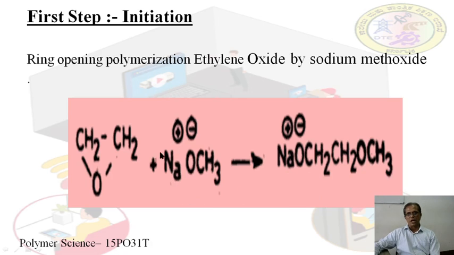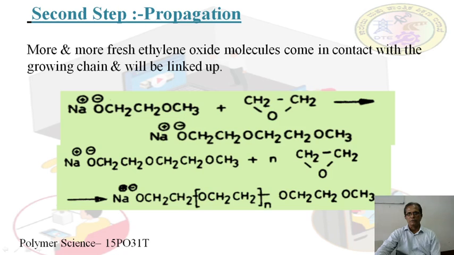The positively charged sodium will be at one end, and the negatively charged OCH3 will be linked up by opening this ring type structure, thereby forming OCH2CH2 with OCH3 at the end. So this is positively charged and the whole of this will be negatively charged, as you could see here in the product. What we have seen is the first initial step.